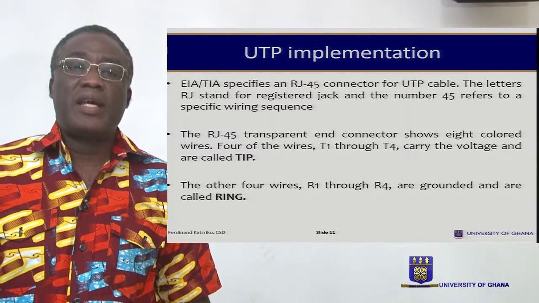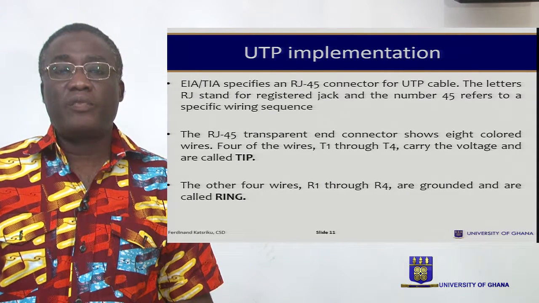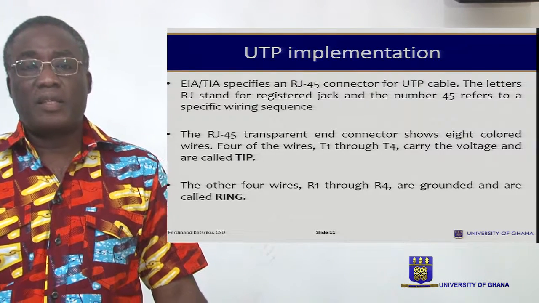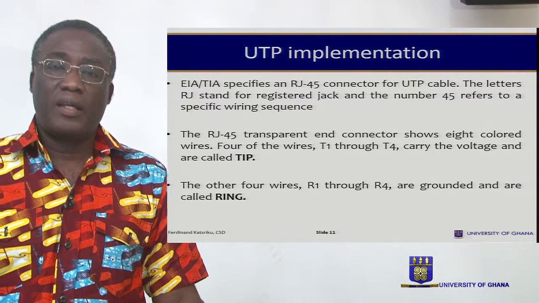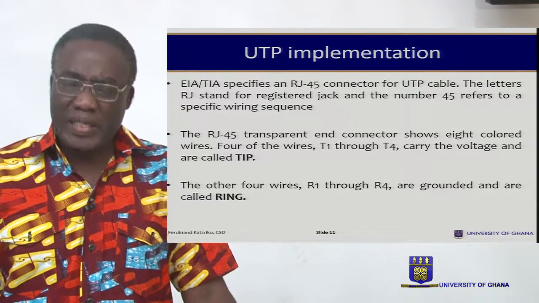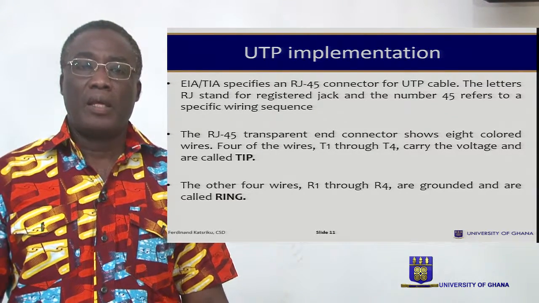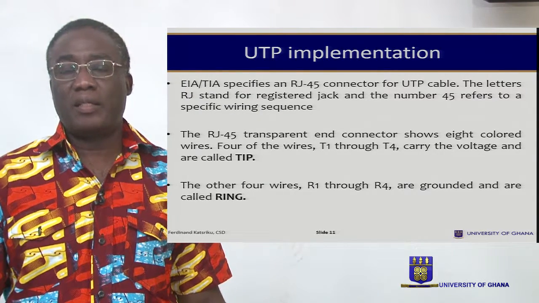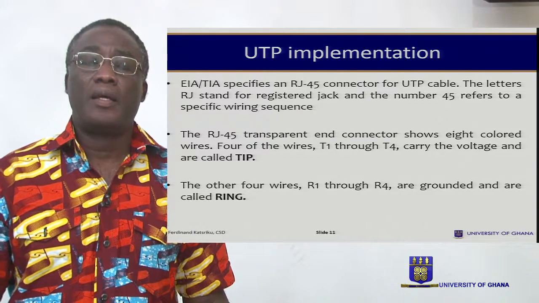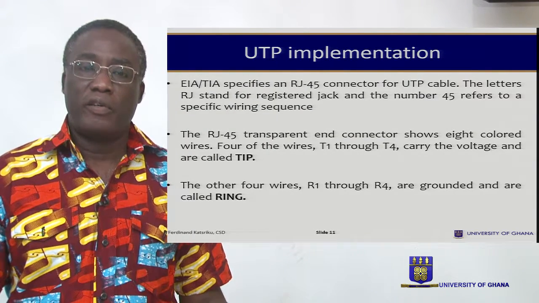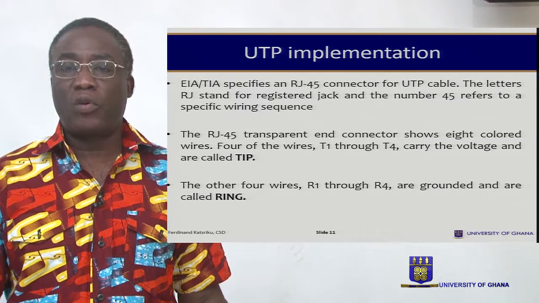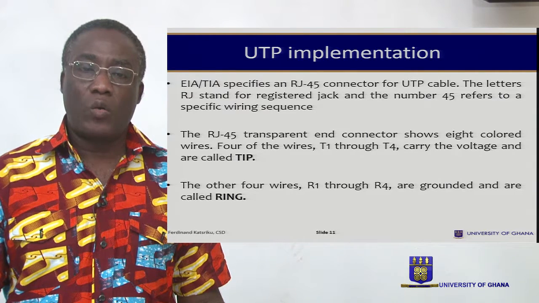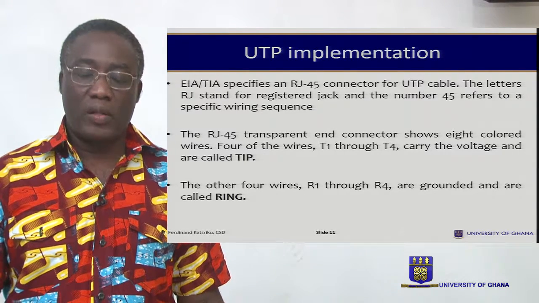The EIA-TIA specifies an RJ45 connector for UTP cables. The letters RJ actually stand for registered jack, and the number 45 refers to a specific wiring sequence. The RJ45 transparent end, that's a connector, shows 8 colored wires. You see this again in your lab sessions. 4 of the wires, T1 through T4, carry voltage and are called tip. The other 4 wires, R1 to R4, are grounded and are called ring.